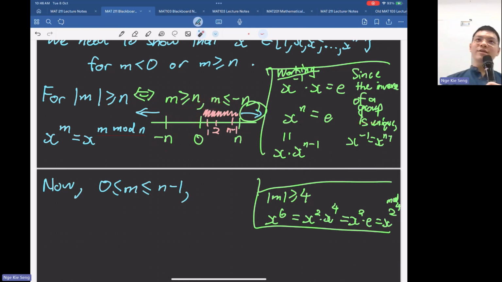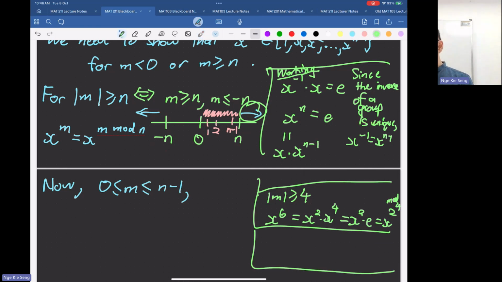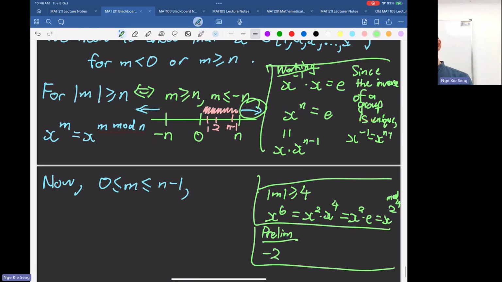How do we do this? Actually, this is a question on number theory. I again give you some working here. Let me ask you first. This one is prelim. Let's think about what you learned before. What is minus 2 in mod 3?